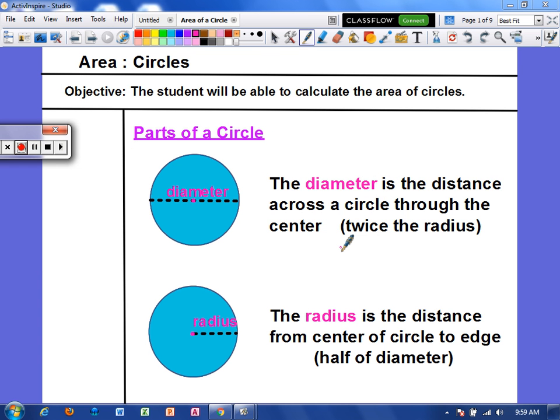Hey everyone! Alright, today's video is going to be over how to find the area of a circle. Your objective, you will be able to calculate the area of circles by the end of this video. So let's review the parts of a circle.